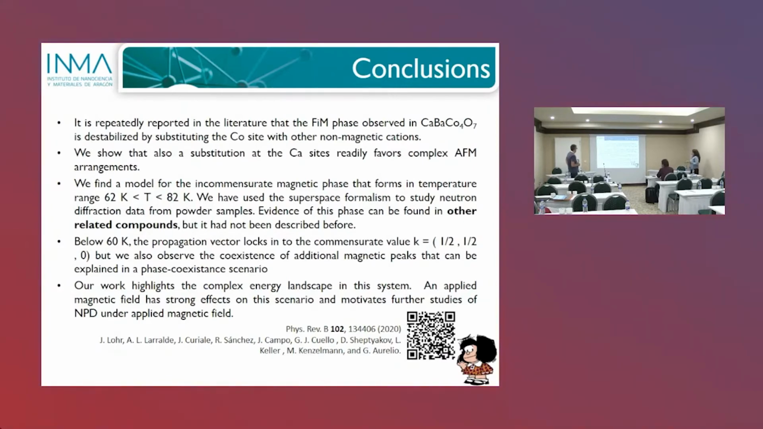One is the one-half, zero phase, but we also observe additional peaks that can't be accounted for by these models. And this highlights a very complex energy landscape and the possible role that magnetic field could have on this balance of phases. And thank you for your attention.